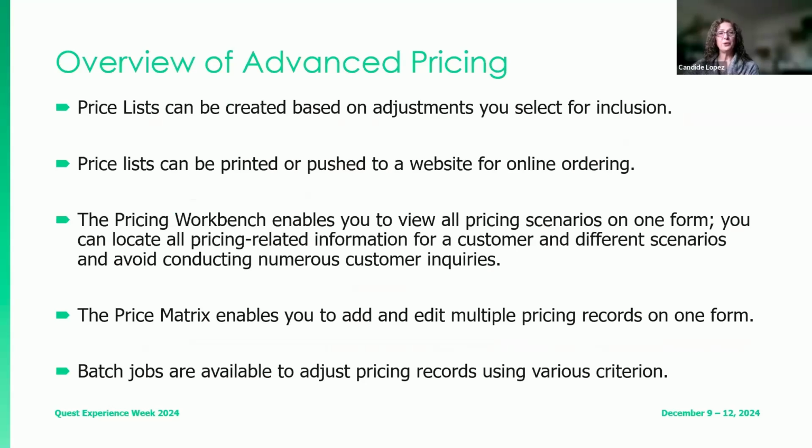Price lists can be created. I think a lot of people don't even realize or know that price lists are available in JD Edwards when you use advanced pricing. Those price lists are generated from advanced pricing records. You specify within the adjustments which ones are eligible to be included in price lists. It's very configurable, and they can be printed or they can even be pushed to a website for online ordering if you are not doing a real-time interface there.